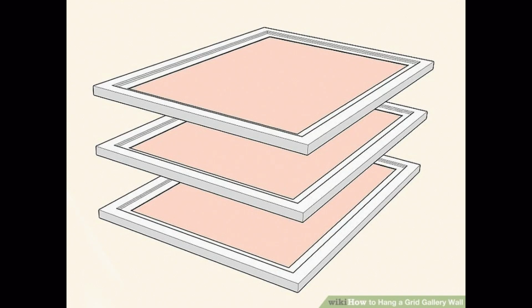Buy identical frames from the same manufacturer and add your art. Purchase frames that are the same style and size for your pieces. The goal of a grid gallery wall is to create a symmetrical and even look, which is hard to achieve if all of your frames are different. Choose a style of frame that looks good to you.